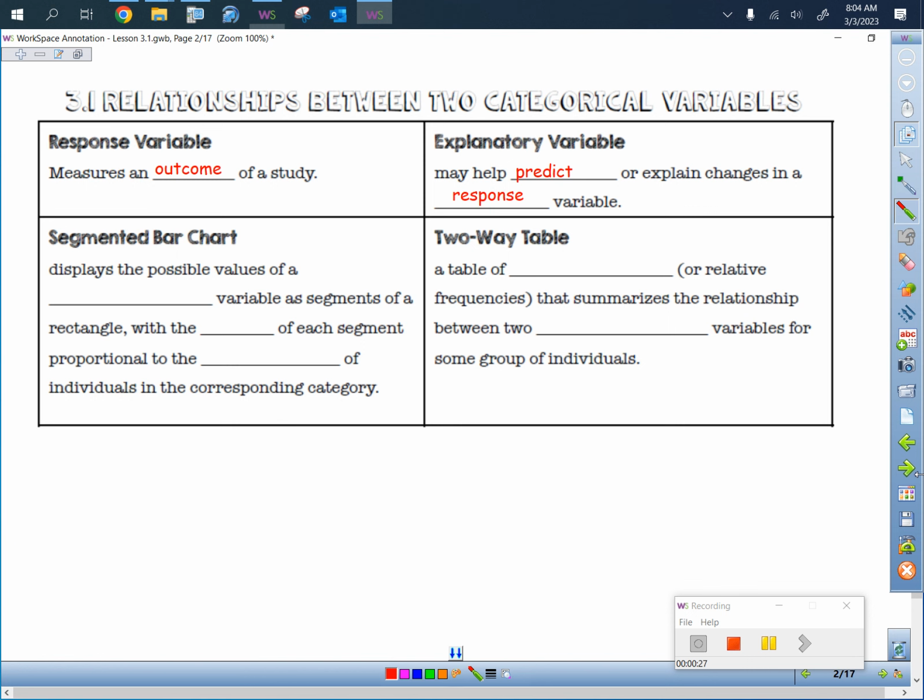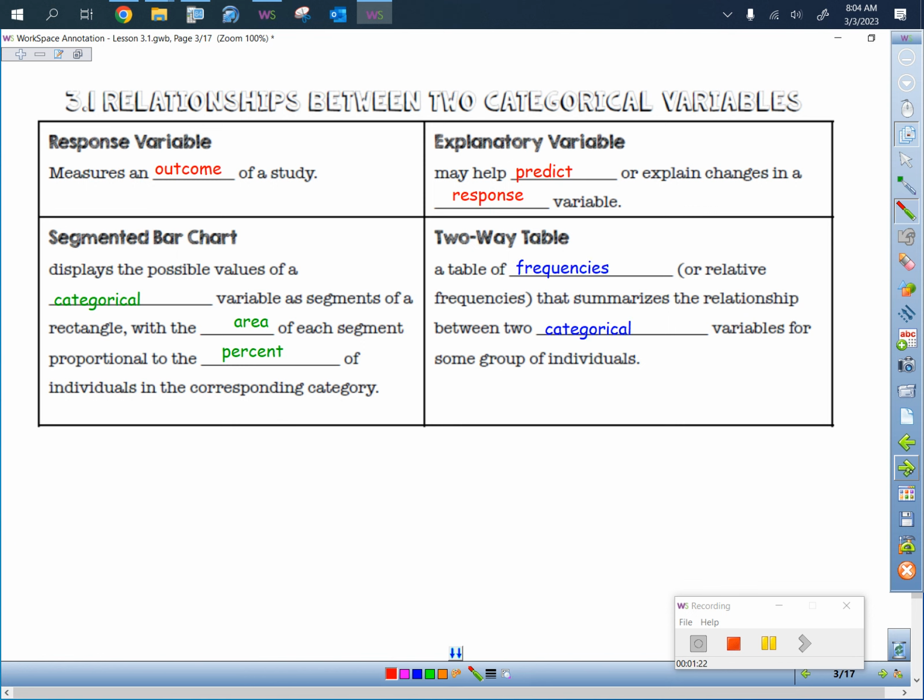But today on the applets, we'll be making a segmented bar chart and a two-way table. So here's what a segmented bar chart is. It displays the possible values of categorical variables. Pretty much all the way up to this point, we've been dealing with quantitative variables. Now we're switching into categorical variables. It displays that as segments of a rectangle with the area of each segment proportional to the percent of the individuals in the corresponding category. Once we see a segmented bar chart, that'll make a lot more sense. So we're just putting the definitions down here.